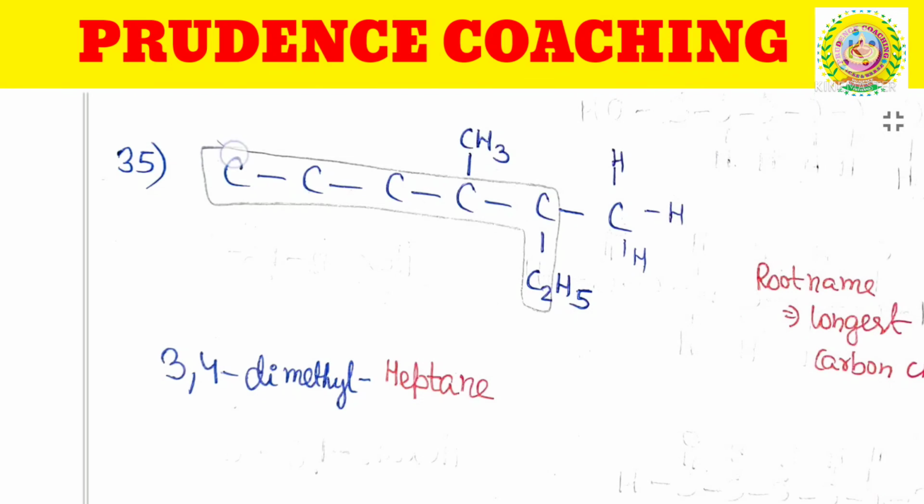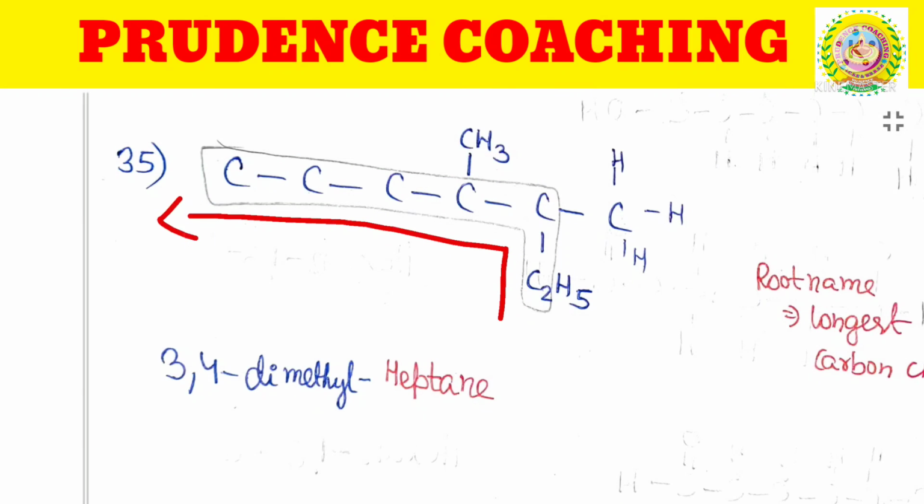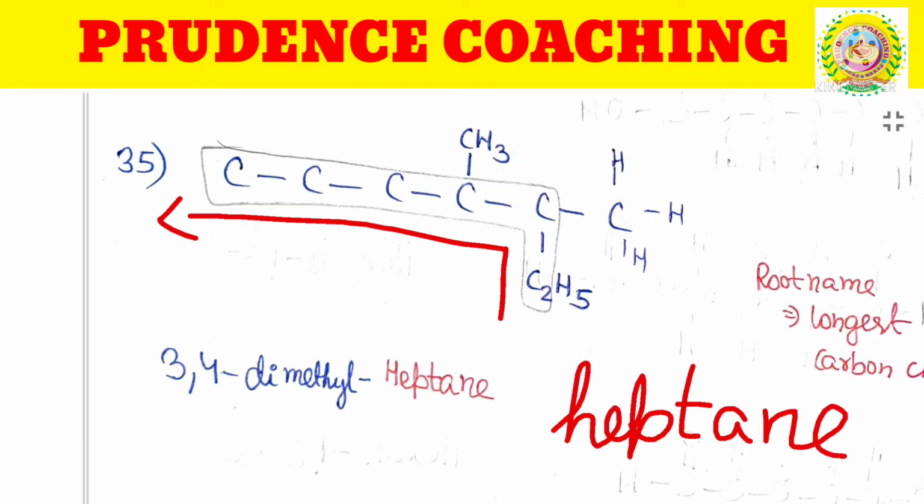Now let's start with number 35. If we consider this carbon chain, then you will find here 2 carbons, 3, 4, 5, 6, 7, that is 7 carbons. And if we consider this one, you will get 1, 2, 3, 4 carbons. If we consider this one, you will get 1, 2, 3, 4, 5 carbons. So which one is the longest carbon chain? This is the longest carbon chain here, that is 7 carbons. So you need to write hept, as here 7 carbons are there. In between carbons we have single covalent bond, so ANE, heptane.